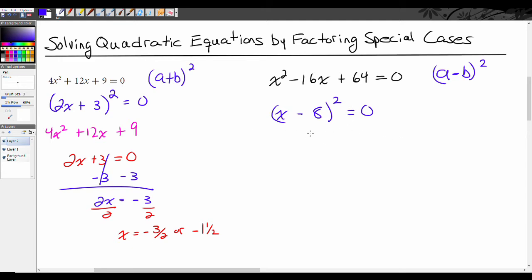And again, since both of the binomials are x minus 8, we end up with just one equation. And that one equation is x minus 8 equals 0. And to solve, all we got to do is add 8 to both sides. And we get as our solution x equals 8. All right, a few more examples.